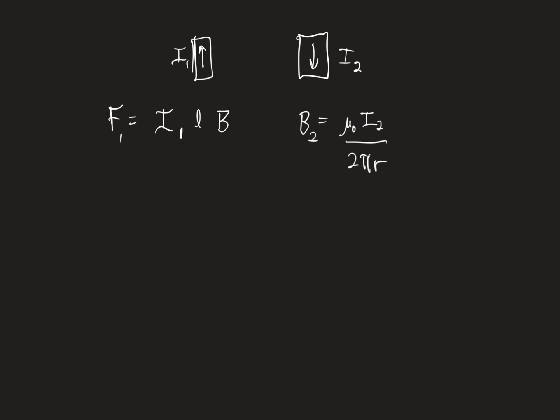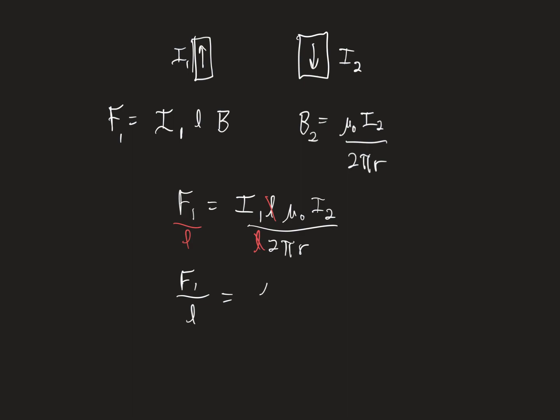So I can get that force 1 is equal to I1 times L times B2, which would be mu naught times I2 over 2 pi r. And your book does this in a slightly different way. Your book says force 1 over length, so it divides both sides by L. Let's do that. Divide both sides by L. The L's are going to cancel out. And then this is the equation that your book gives you. Mu naught times I1 times I2 over 2 pi r.